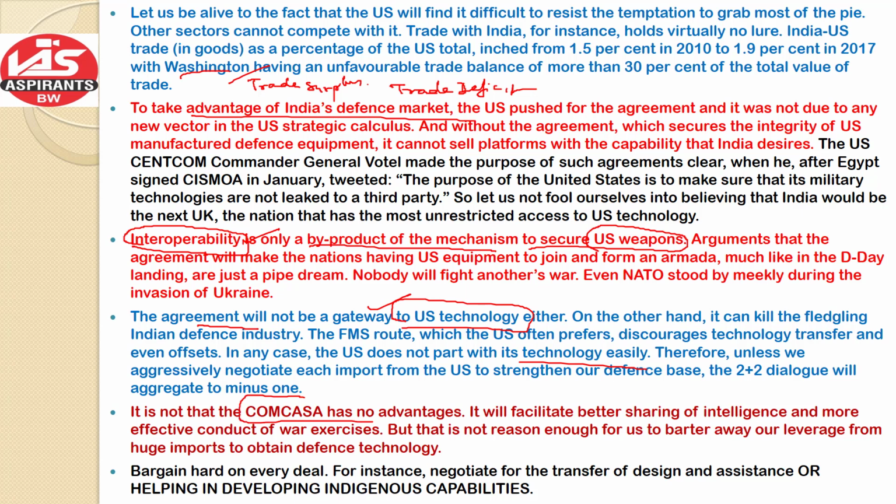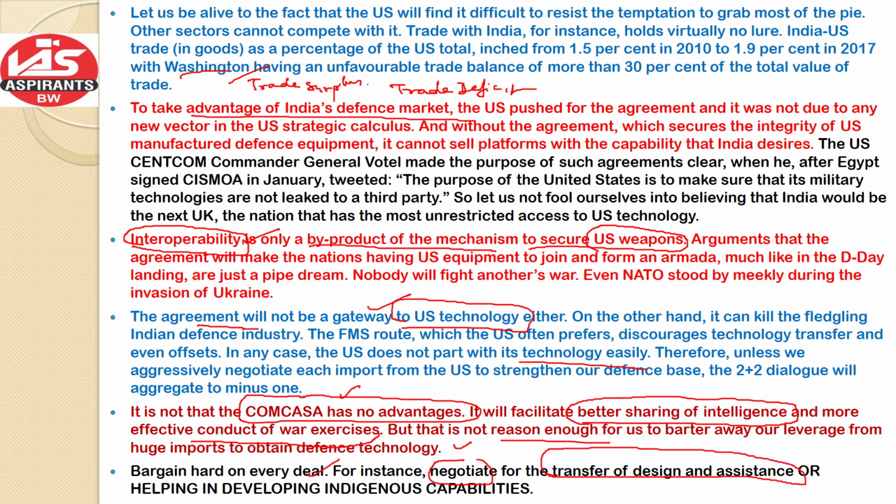And it's not that Comcasa has no advantages. Obviously it has some advantages. It will facilitate better sharing of intelligence among the militaries, and it will ensure more effective conduct of war exercises. But this is not a reason enough for us to barter away our leverage from huge imports to obtain the defense technology. That means we should bargain on every deal which the US is keen on doing. We should try and negotiate for the transfer of design and assistance. We should convince the US to give us the technology, or we should convince them to help us in developing indigenous technology or indigenous capability.